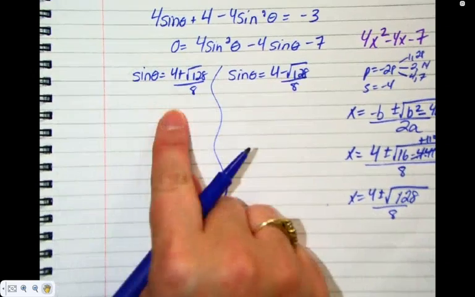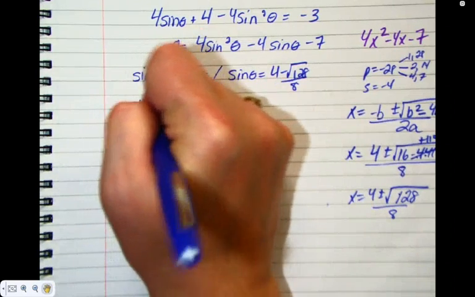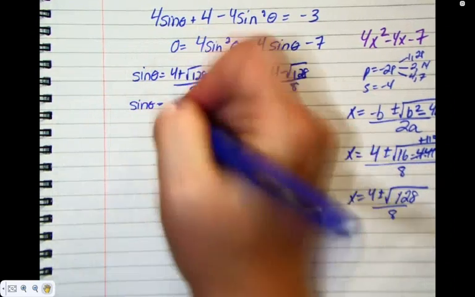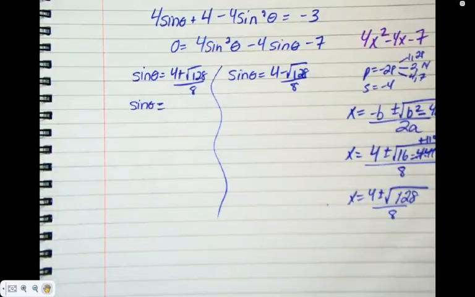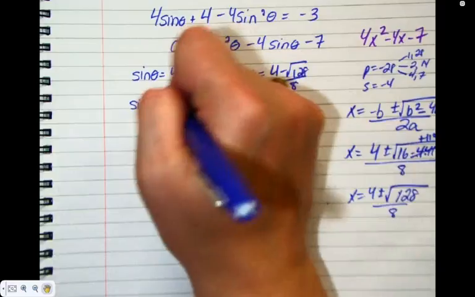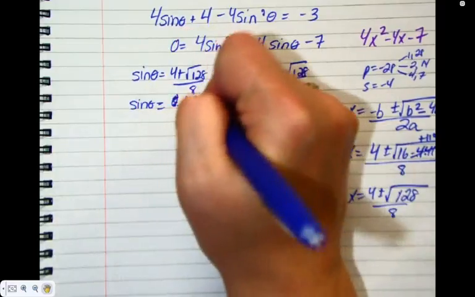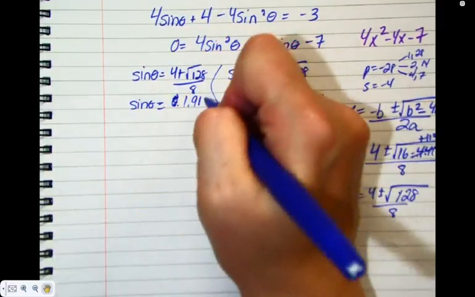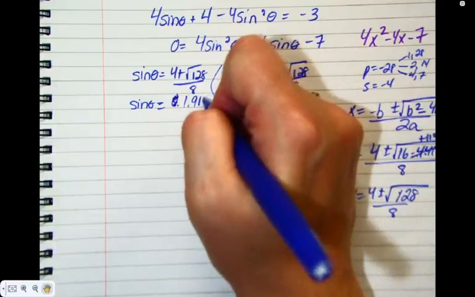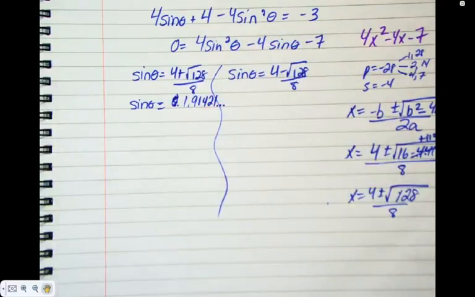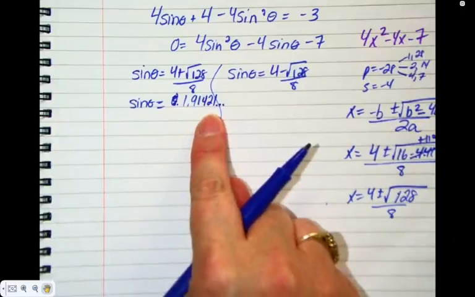Okay, what do we do with this? Well, let's just get the decimal value of whatever this stuff is, and I don't want you to round it off. So just put into your calculator 4 plus root 128 divided by 8. Let's make sure we all have the same number. Don't round it off. I'm hoping it's a 0 point something. No, okay. 1.91. I don't want you to round. Give me a whole bunch of decimals. And I'm just going to put dot, dot, dot to show that I'm not rounding yet.